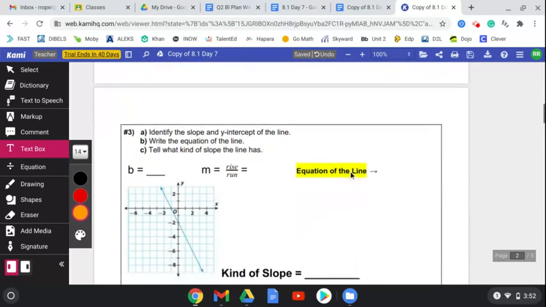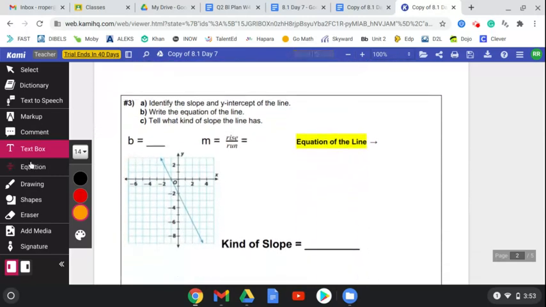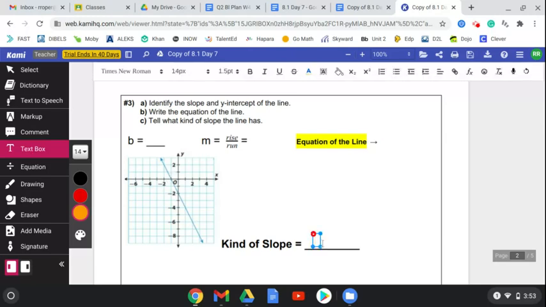Number 3, we've done this before. We're going to identify the slope and the y-intercept, write the equation of the line, and then tell what kind of slope it has. Just by looking at the line, is the line going uphill or downhill? Looks to me like it's going downhill, and so we could say this has negative slope, right? So we would expect our m to be a negative number.